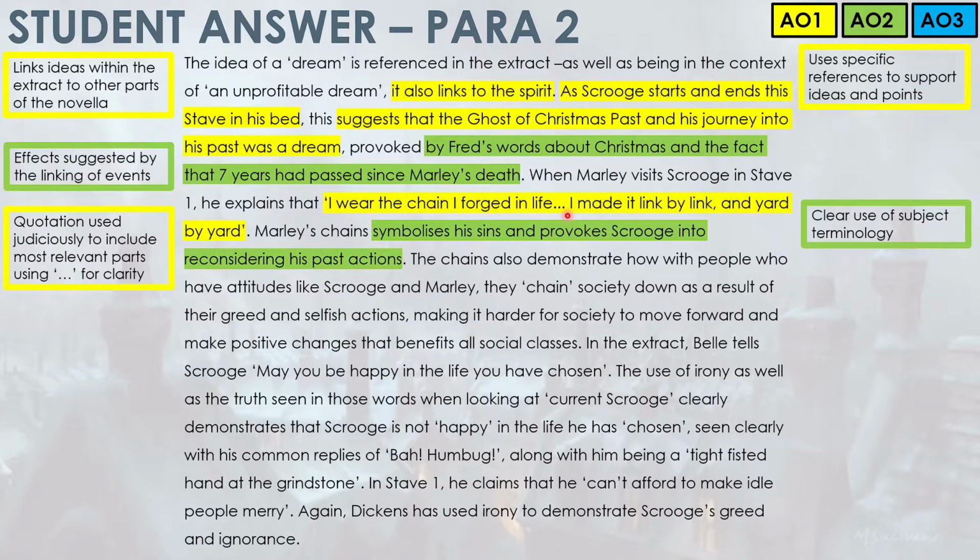Then we've got the symbolisation, and this is a very good use of subject terminology. Don't forget that there is no hierarchy of subject terminology. If you use the word character, it can get you the same sort of level on the mark scheme as the word symbolises or the word antithesis. What you want to do, though, is vary your subject terminology. If you don't talk about different techniques, that's not going to move you up.